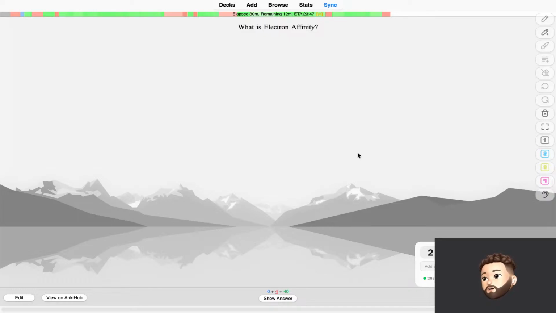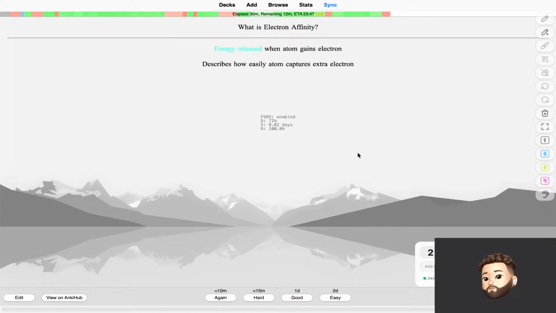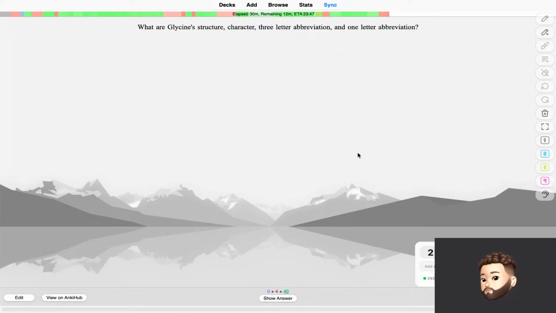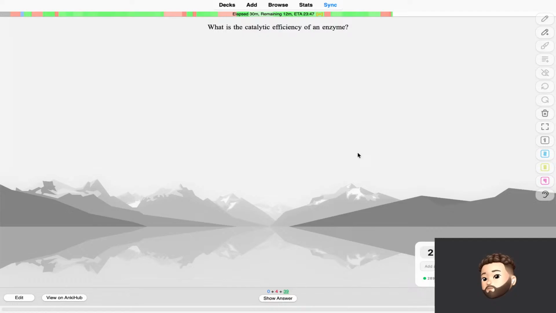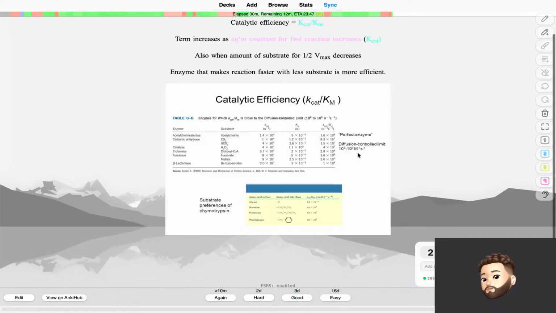This is the energy released when an atom gains an electron. Glycine just has an H, gly, G. What is the catalytic efficiency? It's going to be Kcat divided by Km.